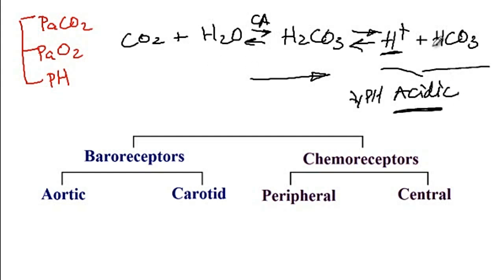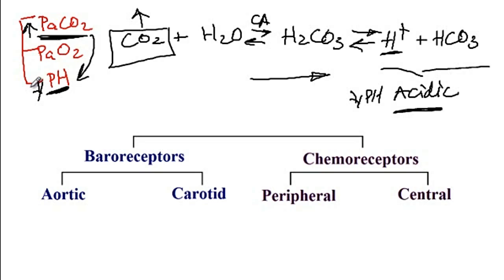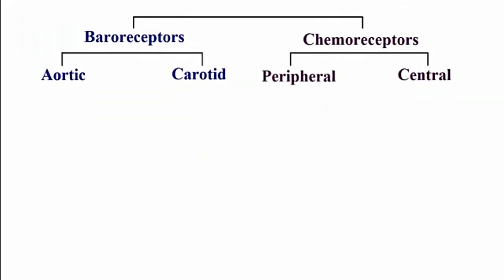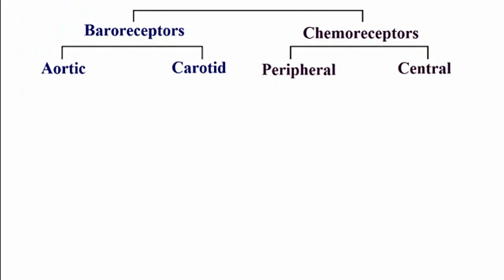Now conditions that will push the reaction to the right side are, for instance, an elevated concentration of CO2. So as we increase the partial pressure of carbon dioxide, the environment will become more acidic, and thus pH will decrease. Now with that information in the background, let's go through these receptors and discuss their function in the regulation of the heart rate as well as the respiratory rate.